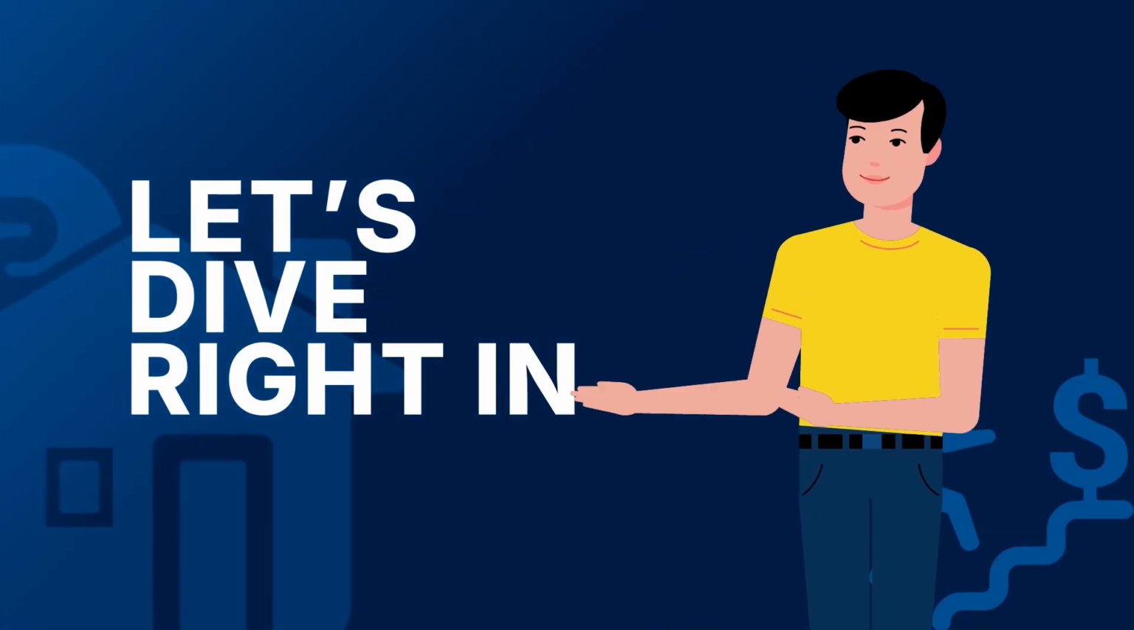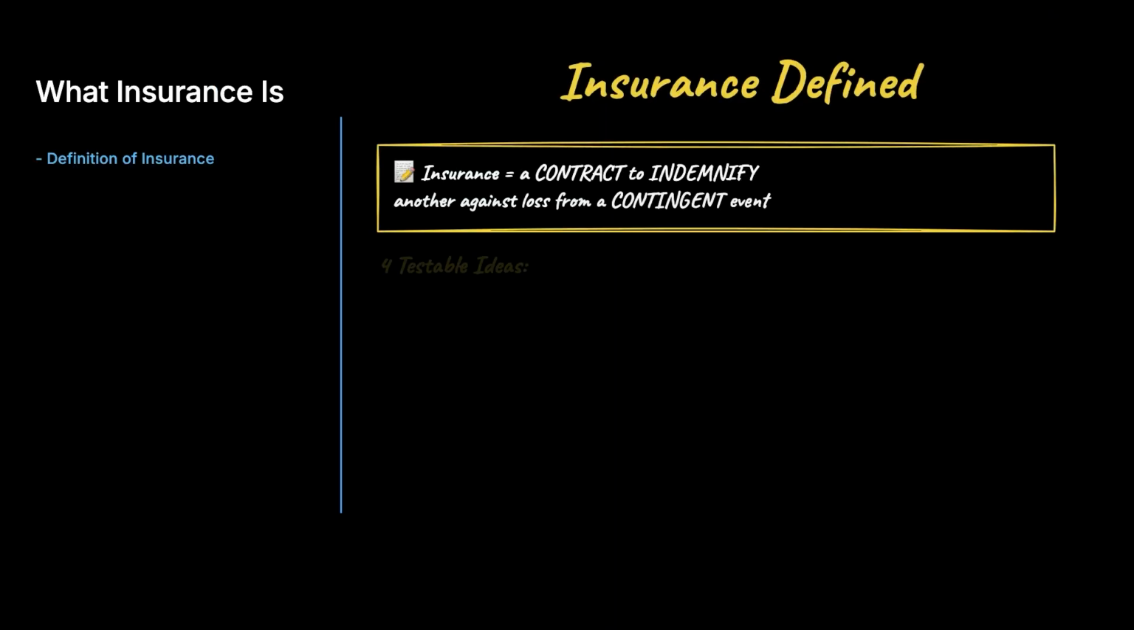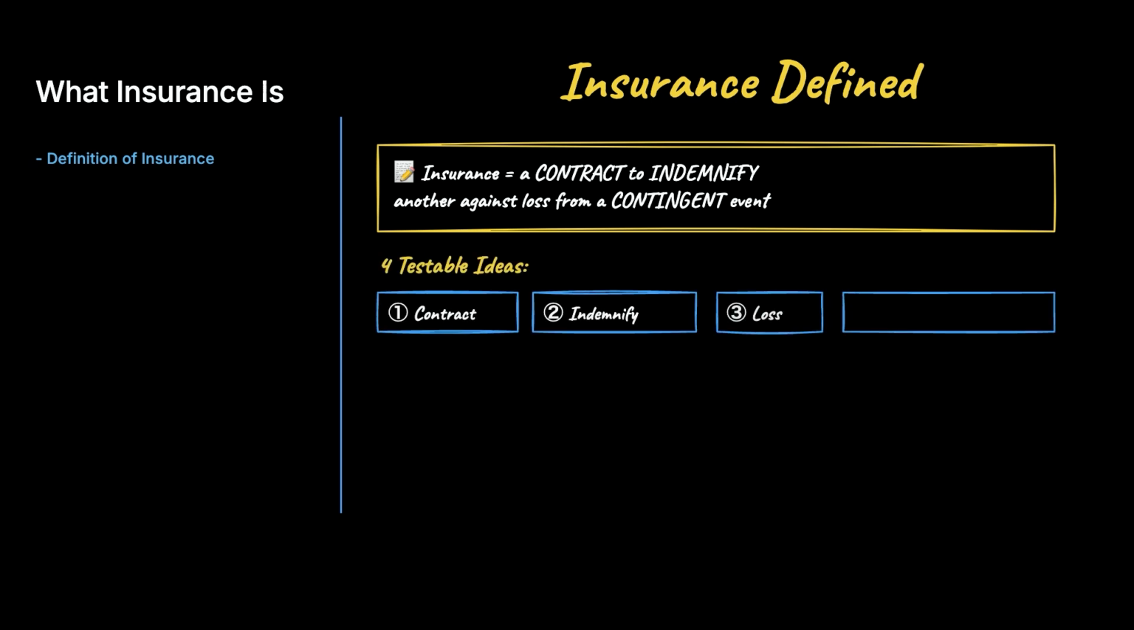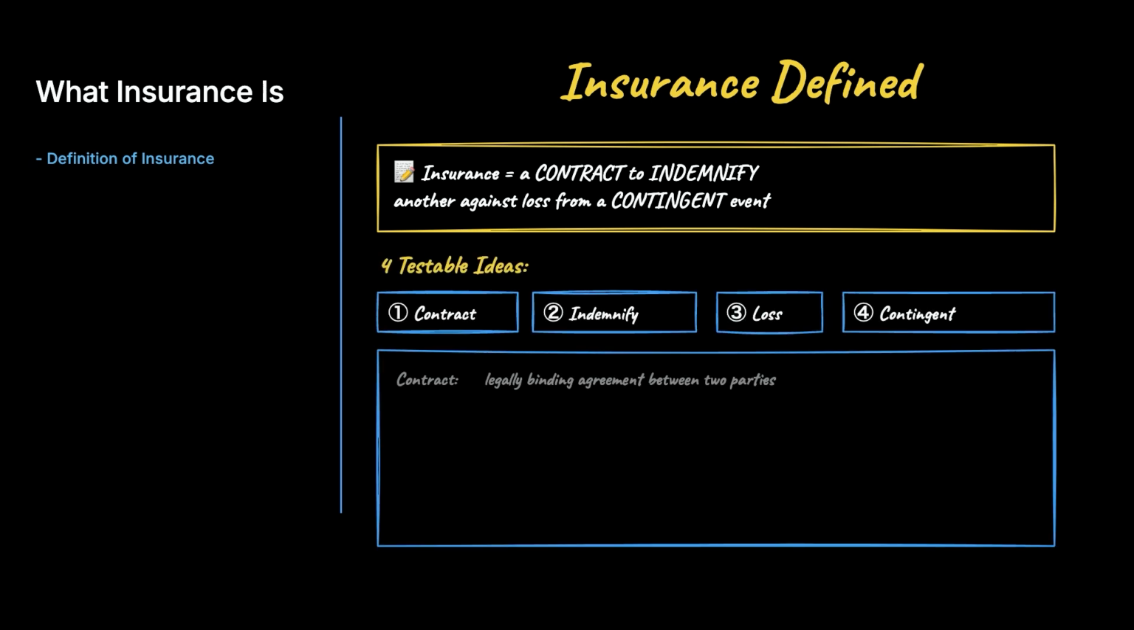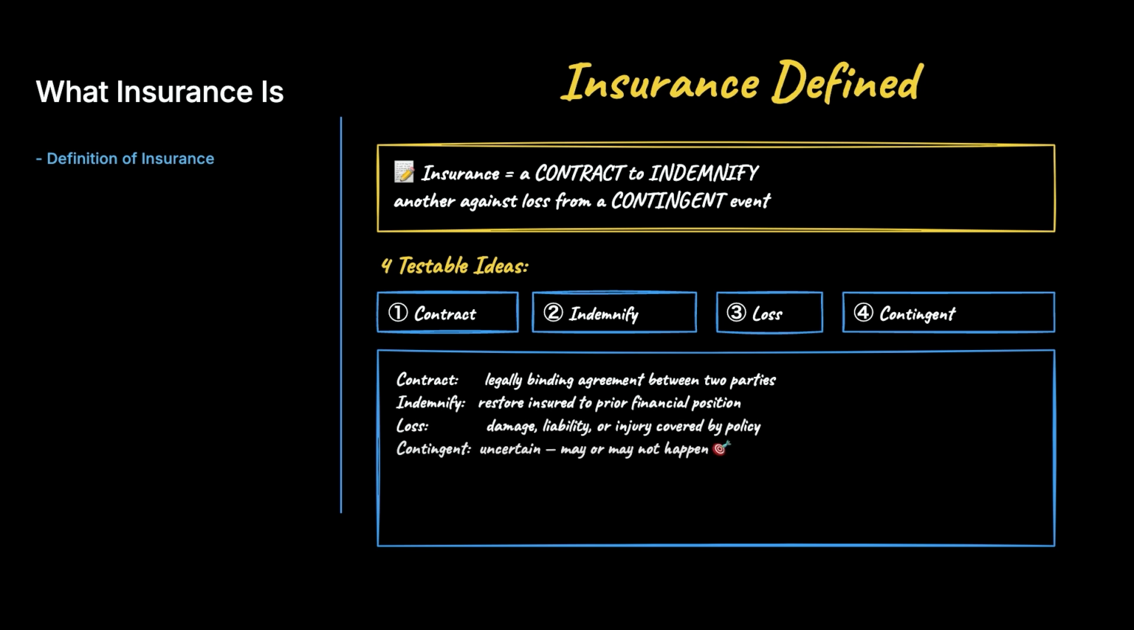So let's get started. Let's start with the most basic question of all. What is insurance? In California, you don't have to guess because the insurance code defines it. Insurance is a contract whereby one party agrees to indemnify another against loss, damage, or liability arising from a contingent or unknown event. That single sentence holds 4 testable ideas, so let's break each one down.